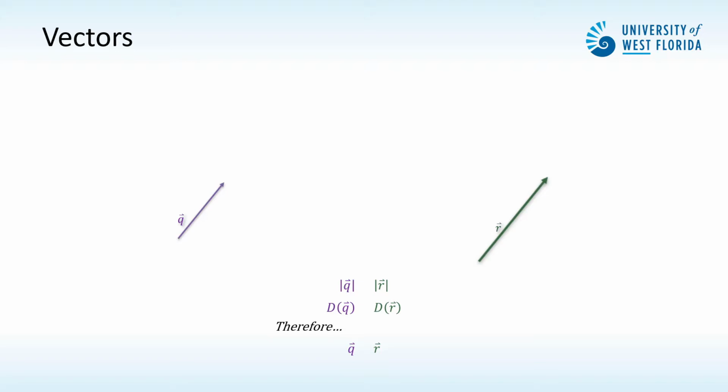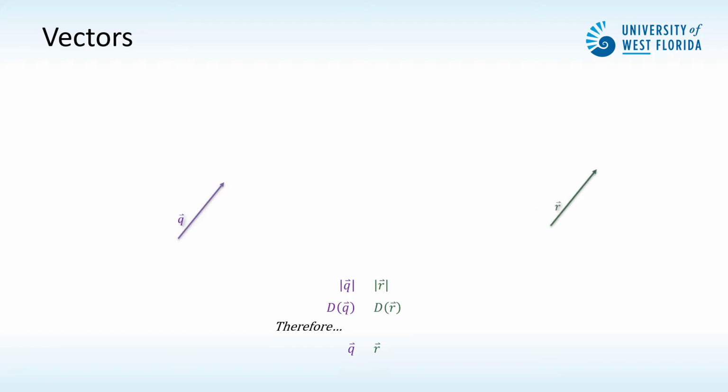Now let's say that our vector r stretches to 1.5 times its original length. The magnitudes of q and r are no longer the same, even though their directions are. So they are not equivalent vectors. Let's reset r so it's the same length as q again.